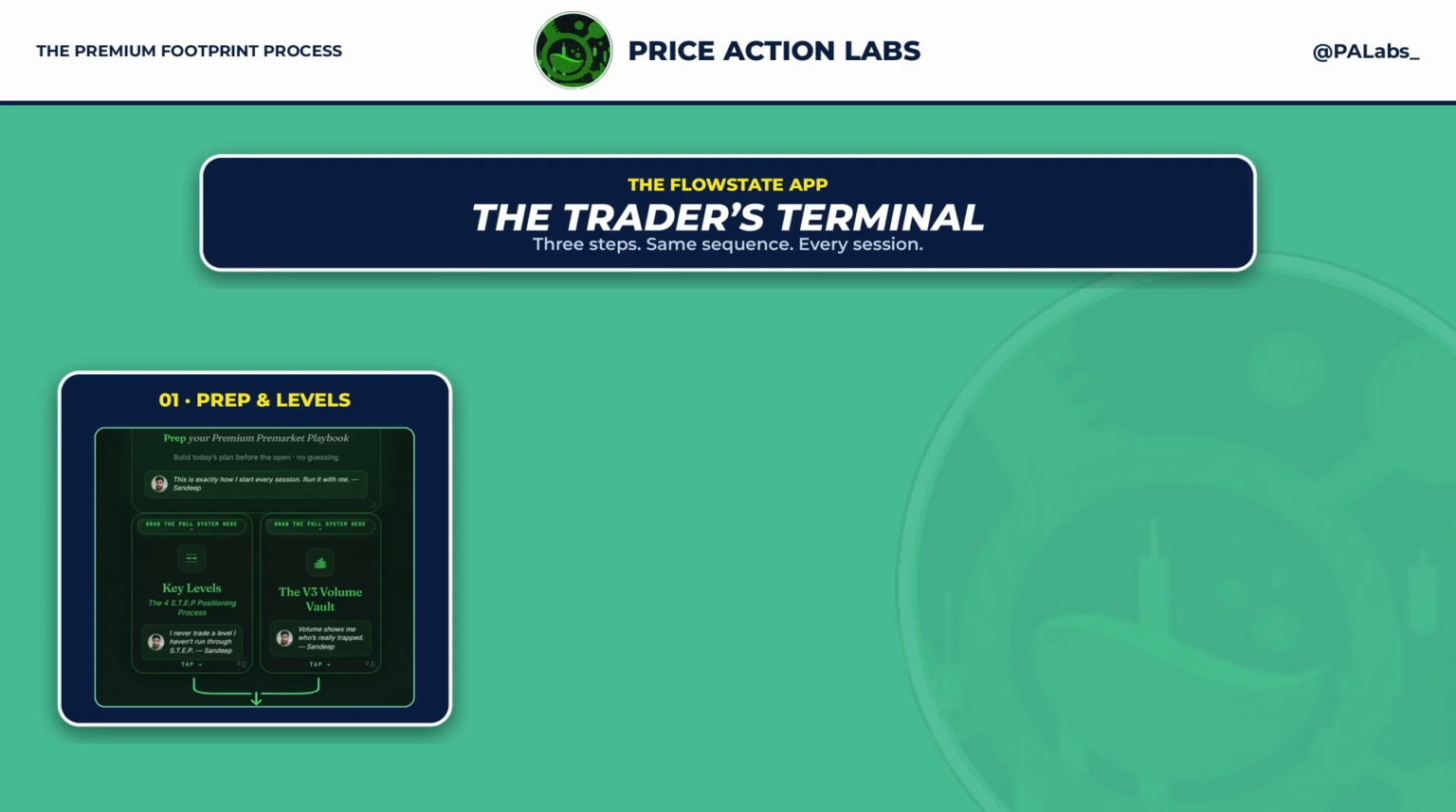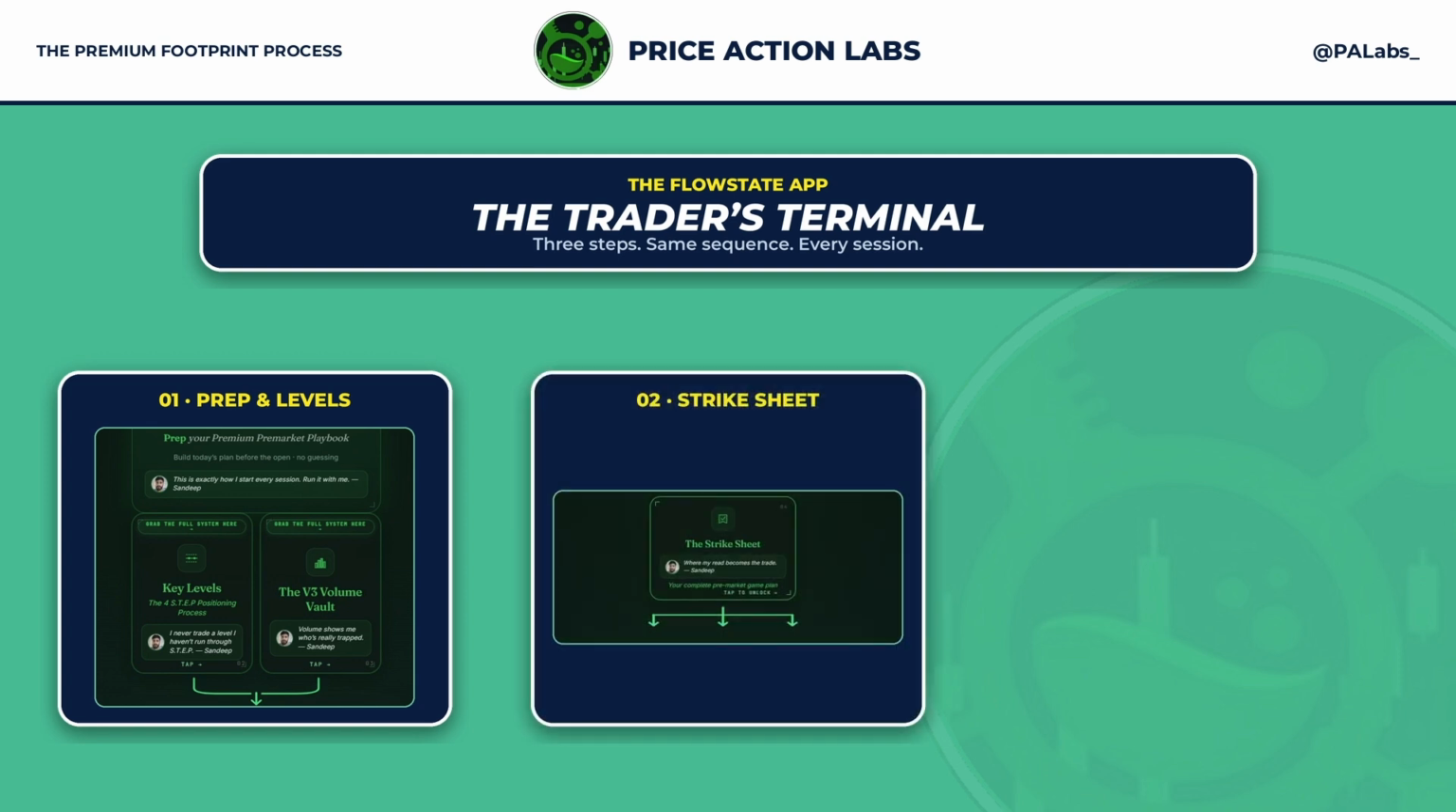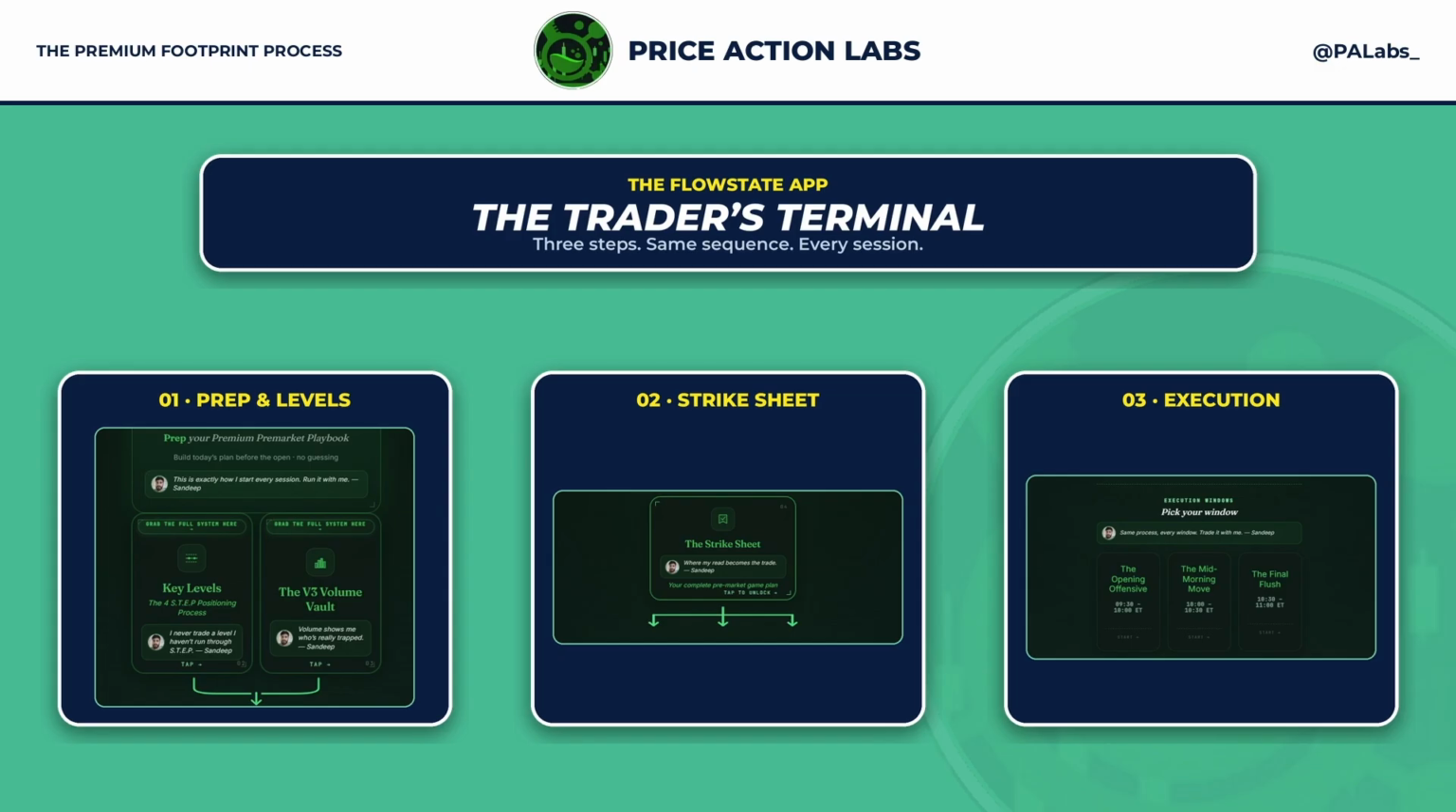Now, specifically when it comes to doing a pre-market plan, this is called the premium pre-market playbook. And this is going to have essentially 3 components to it. The first is key levels using the 4-step positioning process, followed by the V3 volume vault. Then you're going to go on to the strike sheet, which tells you which key level to trade, at what time, and at what area based on volume. And when price comes into your key level, you're going to be equipped with the bolt breakout blueprint. It's going to tell you exactly what time to trade with what entry model based on price, time, and volume.